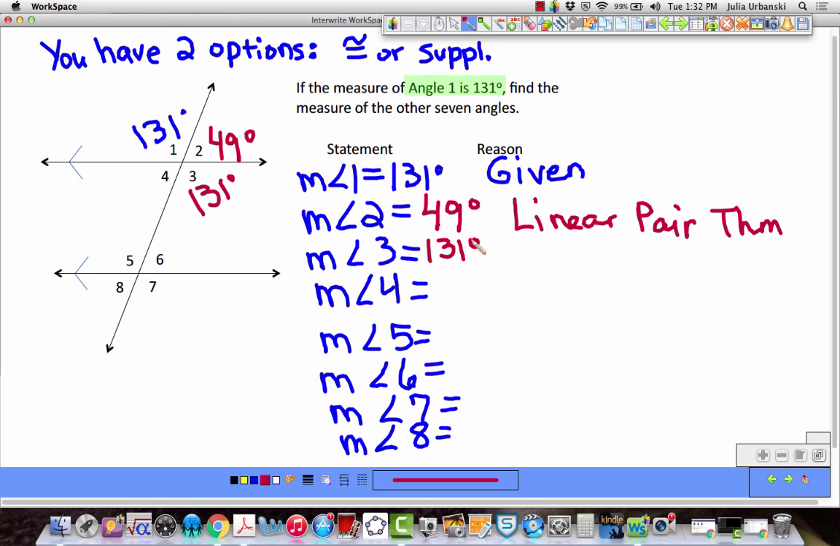Does anyone see another reason? It's not corresponding. We don't know what 7 is, so we can't use corresponding yet, because it's equal to something that's blank. What are these two right here called? Vertical angles, excellent. Because alternate interior angles have to go from one line to the other line, and these are all in the same intersection. So that's because vertical angles are congruent. Angles across from each other are congruent. Vertical angles theorem.